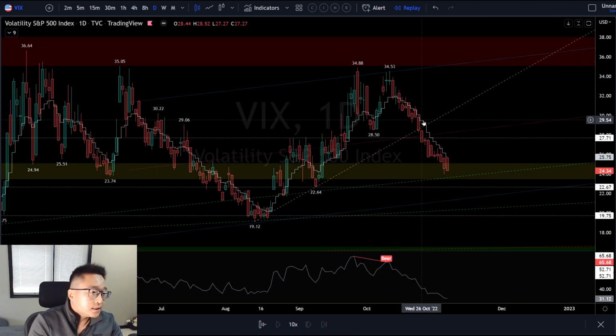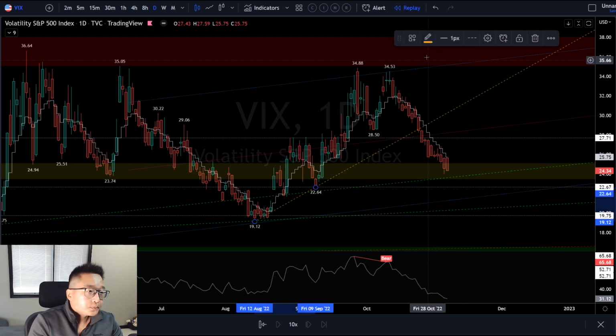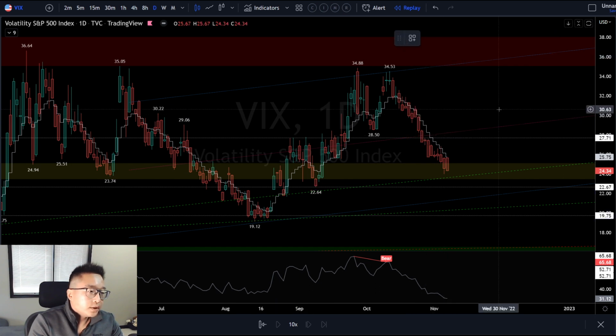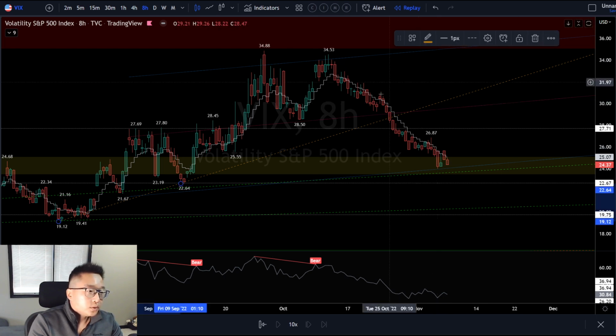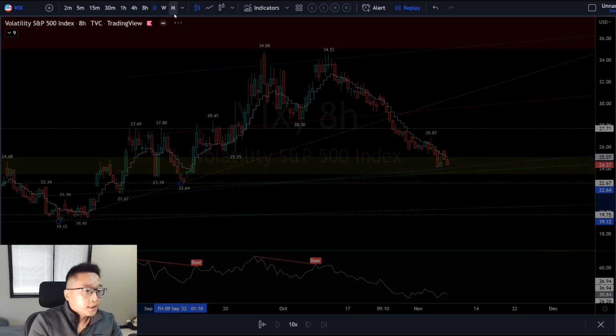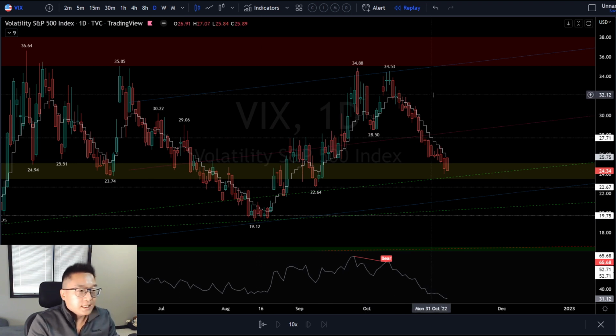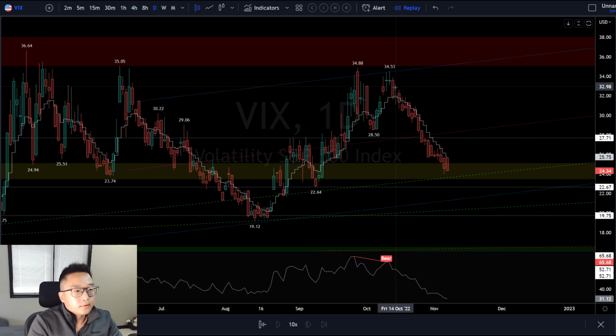Next is VIX. As for VIX, let's make this a little bit lighter there. Okay, not completely disappear. Okay, yeah, so this is no longer valid. Actually, it might be valid as we bounce up. Anyways, so as for VIX, we have seen a straight drop of, how many is this now?